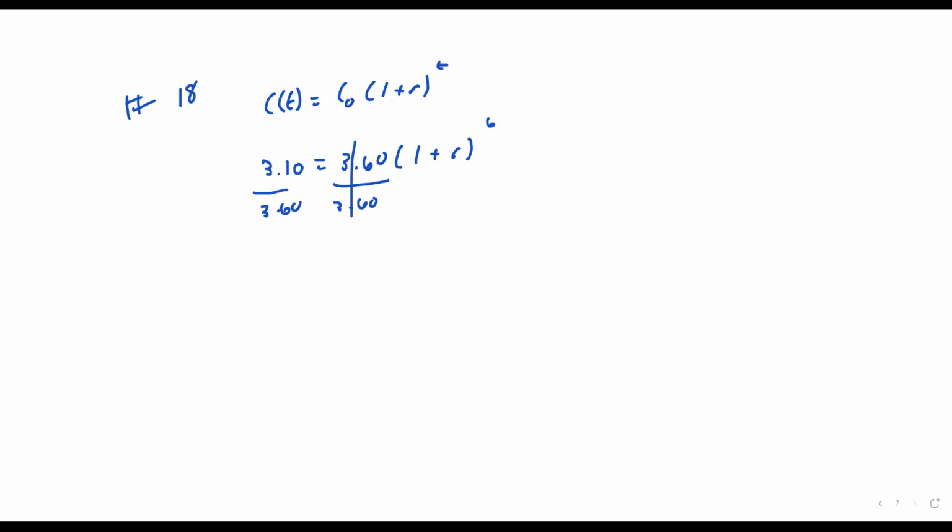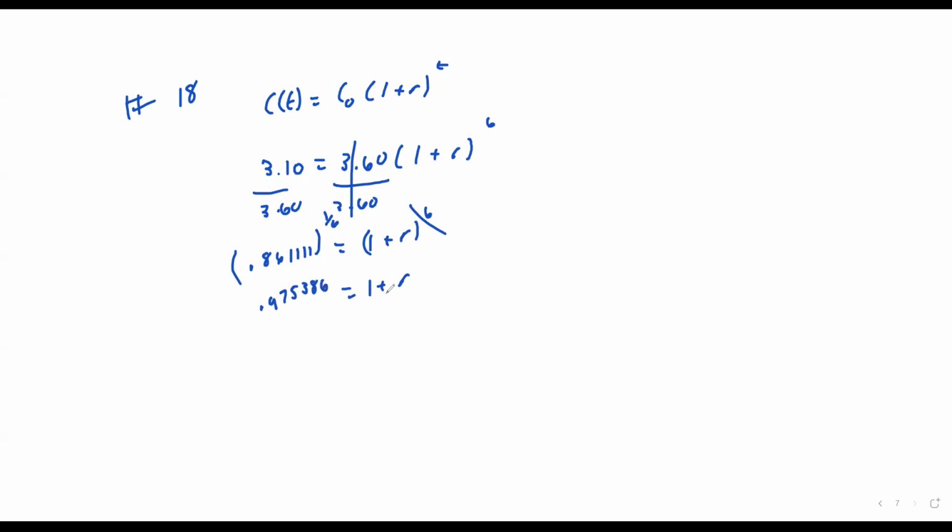We're just going to do some quick math. I'm not going to jump to the calculator, but that's 3.1 divided by 3.6. That gives us 0.861111. 1 plus r raised to the 6th, so that means I want to raise this to the 1/6. So that will go away, and now I've got 1 plus r. In your calculator, if you already did 3.1 divided by 3.6, just highlight that number and then raise it to the 1/6.